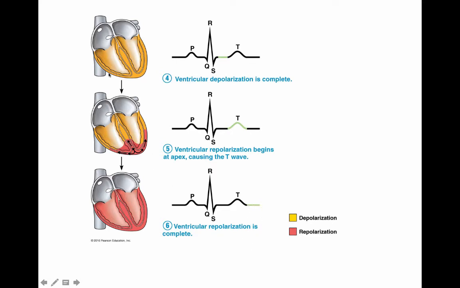So what we're looking at is the complete cycle of a heartbeat in this flow, from the atria to the ventricles to ventricular reset. We don't see atrial repolarization in here because it's masked by ventricular depolarization on the chart.